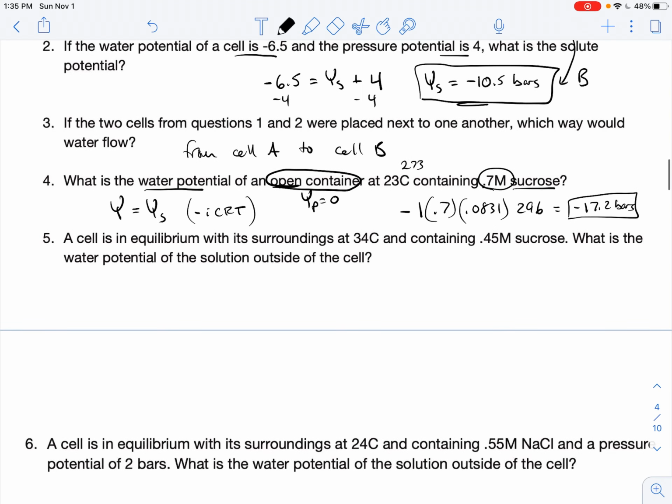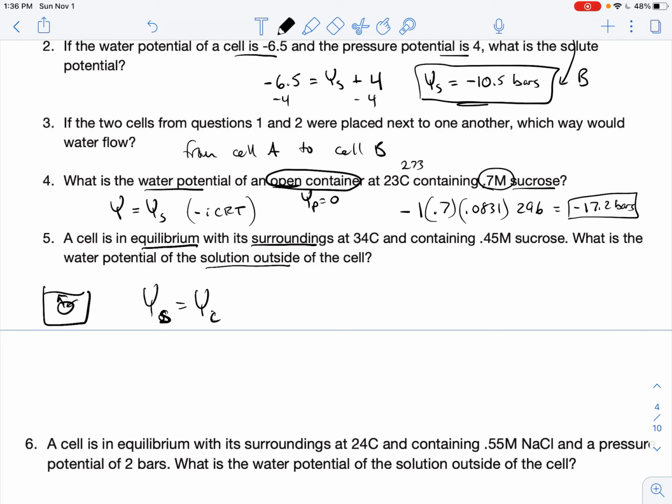Next one, a cell is in equilibrium with its surroundings. So it's basically saying that there's no net movement in or out. So we should really have a similar value, same water potential. So psi outside equals our psi inside. Or in this case, we could have the surroundings and we could have the cell, however you want to phrase it. So what is the water potential of the solution outside the cell?